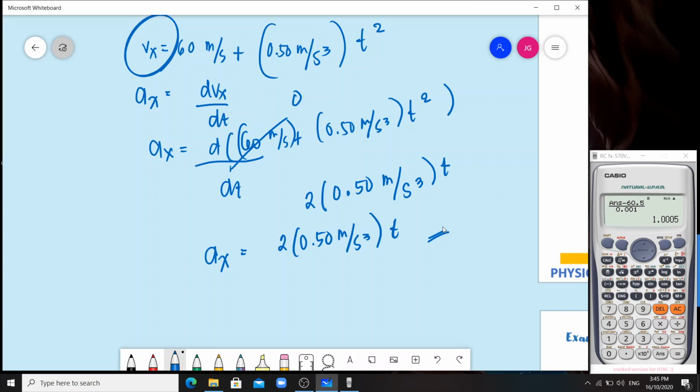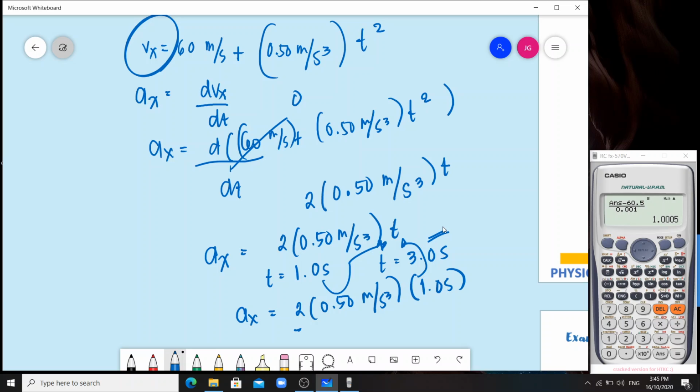So now, para makuha natin yung instantaneous acceleration sa 1 second at saka sa 3.0 seconds, we just have to substitute dun sa t. Okay, so ax at 1 second is 2 times 0.50 meters per second cubed times 1.0 second. So that is equivalent to 2 times 0.50 times 1.0. So 1. Okay, that is equivalent to 1.0 meters per second squared.